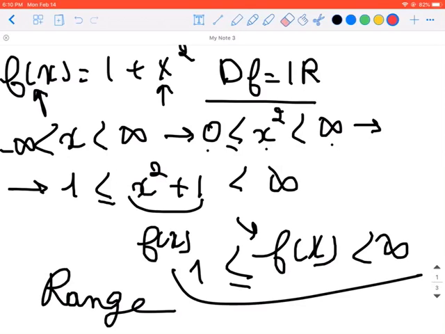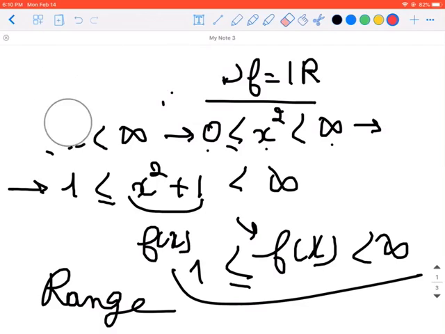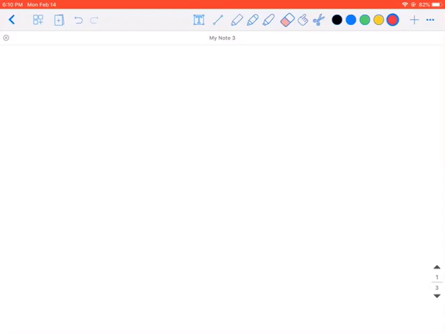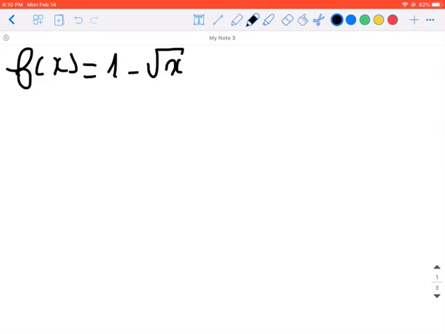Okay, let's give another example. Let's take the function f of x equal to 1 minus radical x. This function is defined when the expression under the radical is greater than or equal to 0. In general, always, if we have a radical and an expression under the radical, the function is defined when the expression under the radical is greater than or equal to 0.